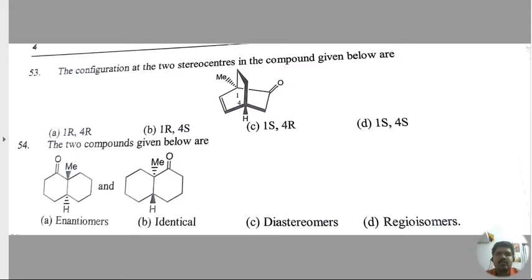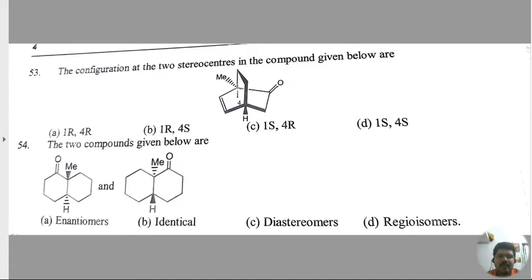Now, the first question that we are going to discuss here is the configuration at the two stereo centers in the compound given below. Here you are given a compound, and you need to assign R and S configuration to the labeled 1 and 4 carbon atoms, which is quite an easy thing to do because in 1 it is based only on atomic number priority.